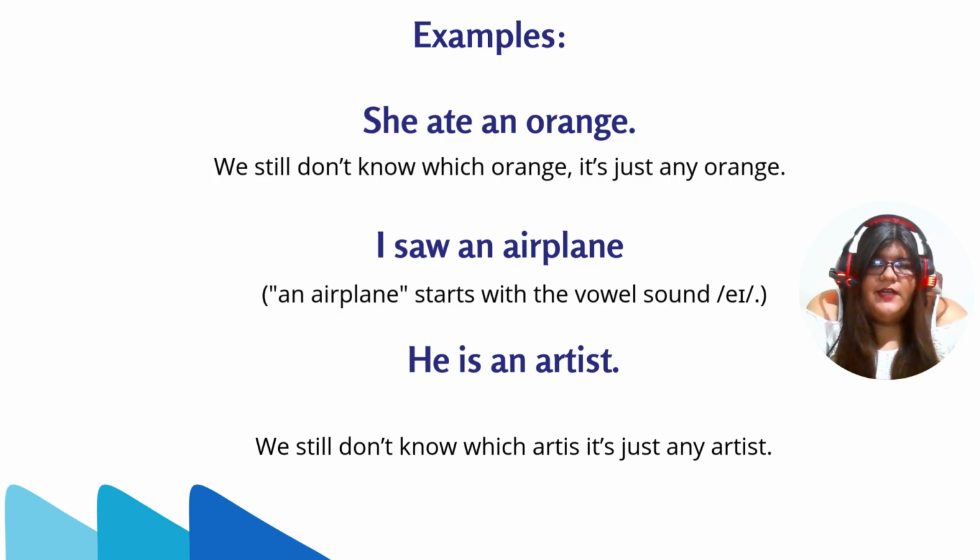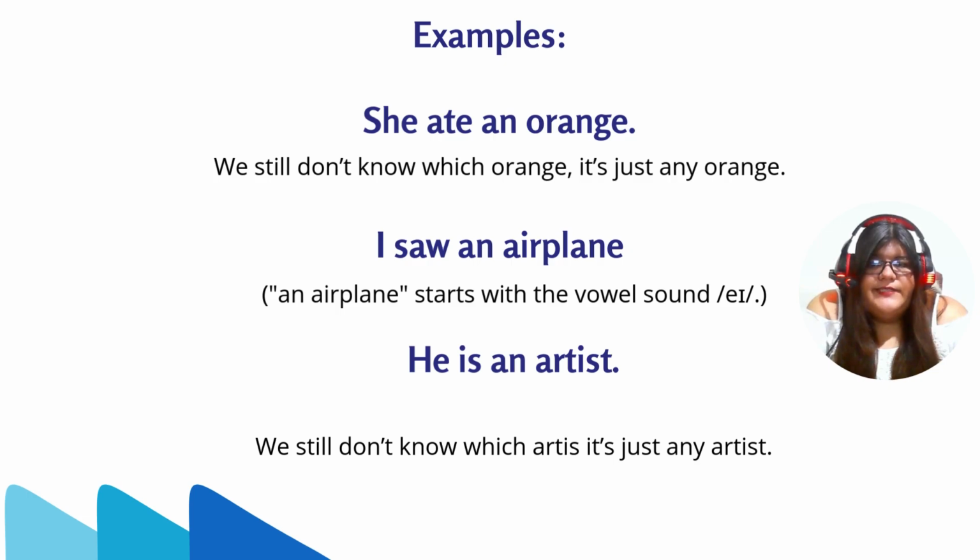Then we have here more examples. She ate an orange. We still don't know which orange, it is just any orange, right? There are hundreds or millions in the world, and you just say she ate an orange, but which orange, right? You are not giving a specific description of which orange.